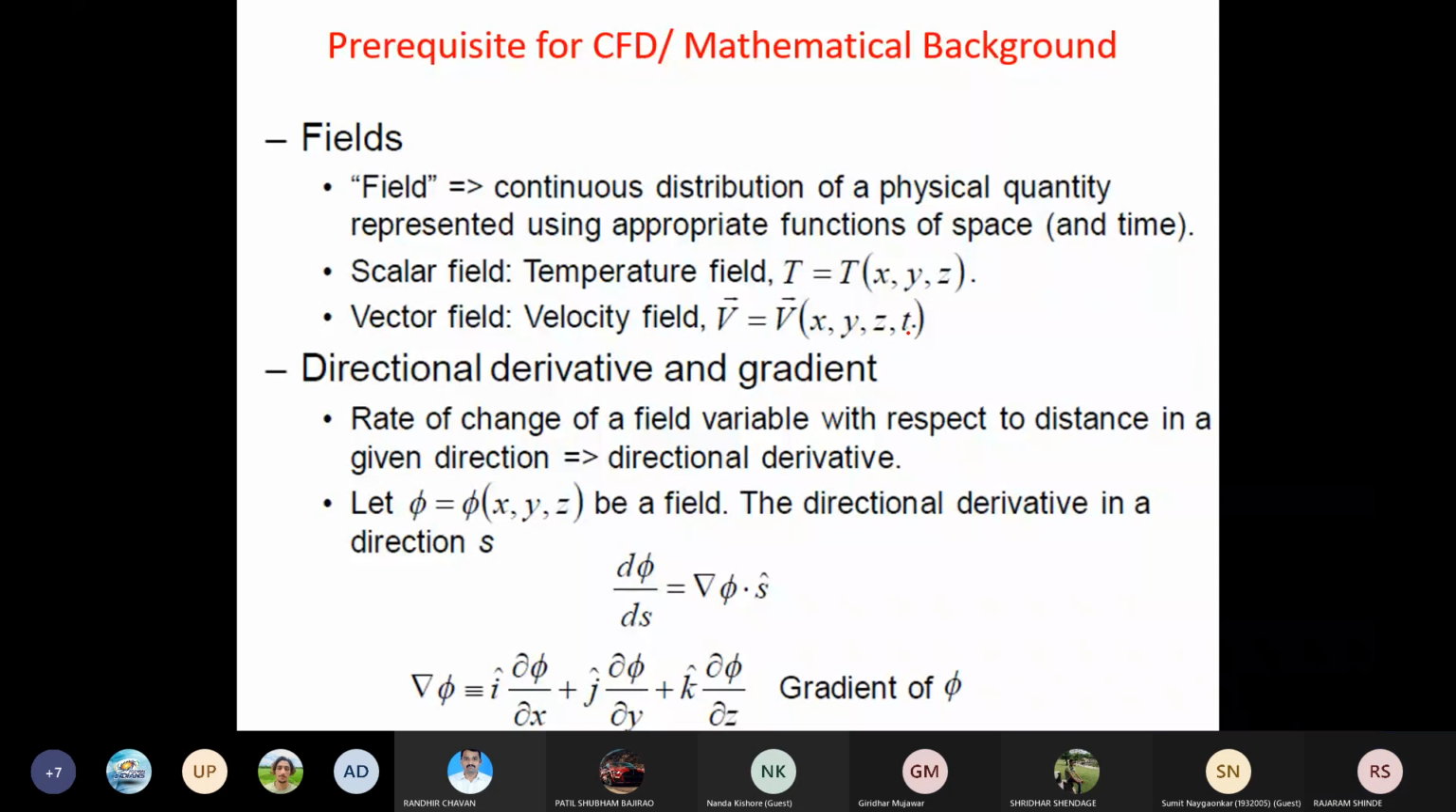Now the next concept from vectors required for CFD analysis or for fluid dynamics is the directional derivative and gradient. Okay. Now you see here, the rate of change of a field variable with respect to distance in a given direction is called a directional derivative. Okay. Now see here, if you have phi equal to phi of x, y, z, a scalar field, then its directional derivative is given by d phi by ds.